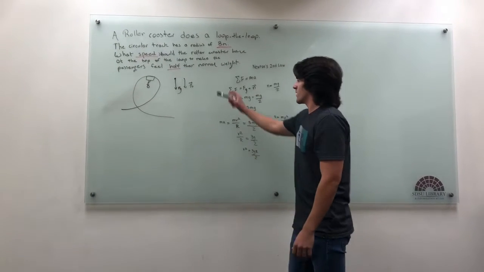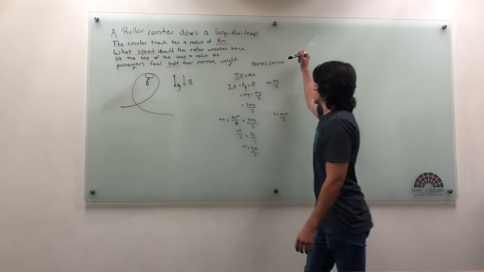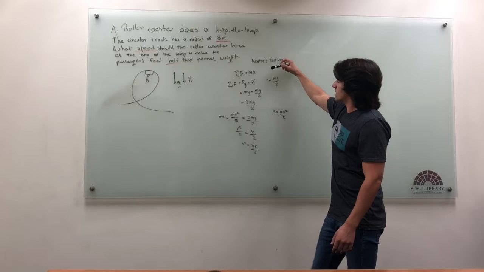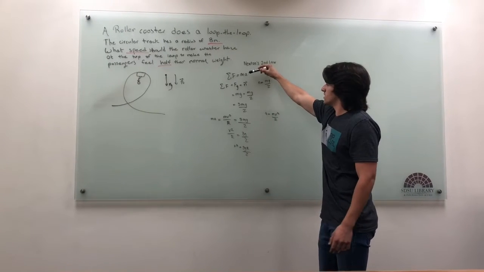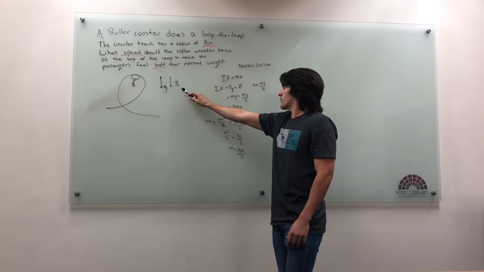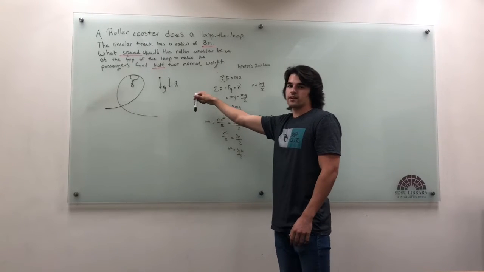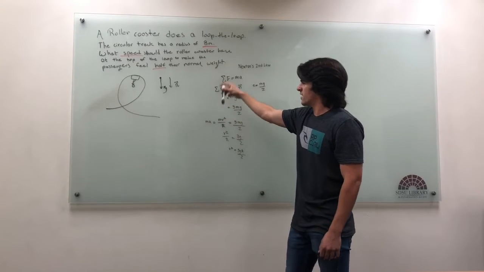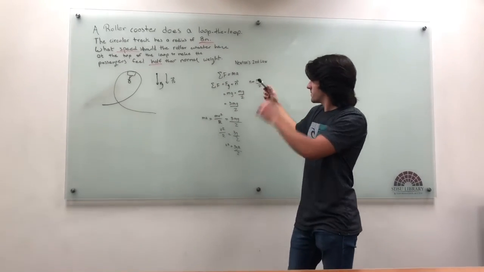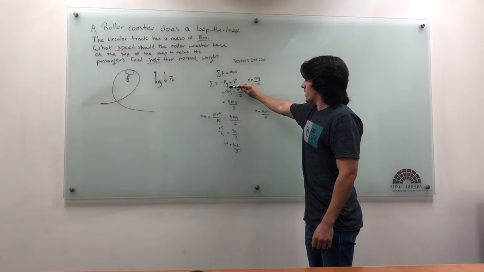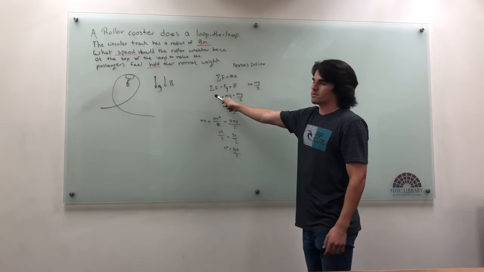Alright, so after our free body diagram, we can come over here to Newton's second law. Newton's second law states that the sum of the forces is equal to mass times acceleration. In our free body diagram, we had two forces, the force of gravity and the normal force, which are both acting towards the center of the circle, which we'll label as positive. So here we have the force of gravity plus the normal force is the sum of the forces.